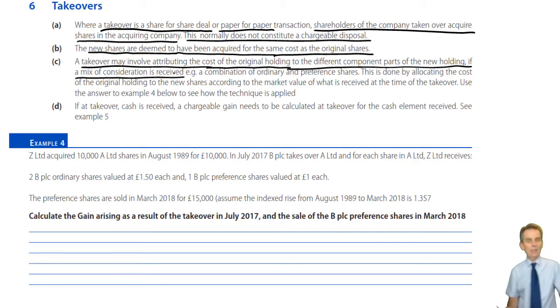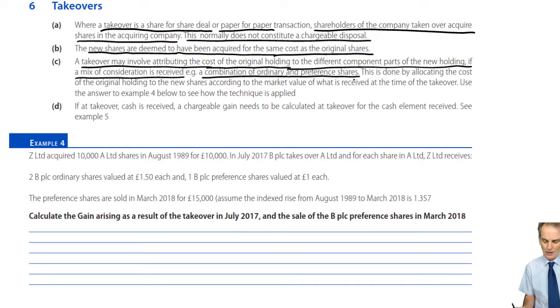And if you see this in the exam, this is always going to happen. Again, I can't see that you merely swap shares in A Limited for shares in B Limited and the B Limited shares take on all of the cost of the A Limited shares. You are going to have to split that A Limited share cost between two or more things, probably no more than two, and probably, as we've just said and is written here, a combination of both ordinary and preference shares in the new company. How do we do that?